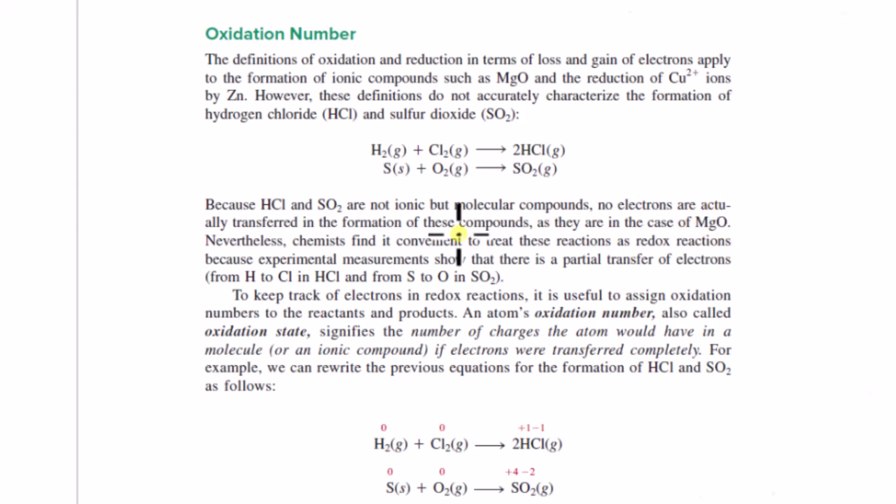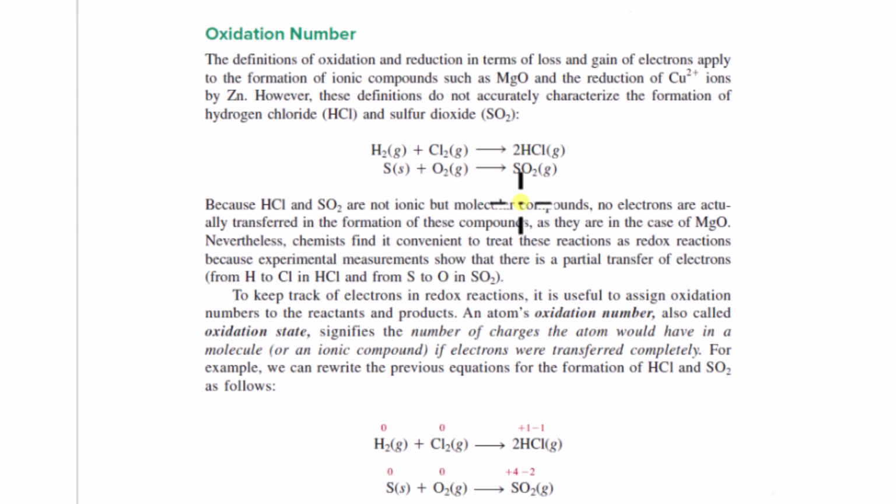As was the case when we were dealing with ionic compounds like magnesium oxide. Okay, but nevertheless, chemists find it convenient to treat these reactions as redox reactions because experimental measurements show that there is a partial transfer of electrons, from H to Cl in HCl, and from S to O in SO2. So they're saying that there is a partial transfer of electrons from the H atoms to the Cl atoms to create HCl, and from the S atoms to the oxygen atoms to create SO2.